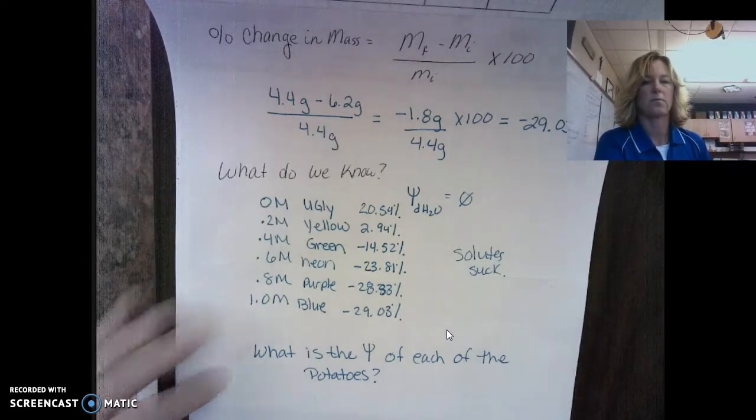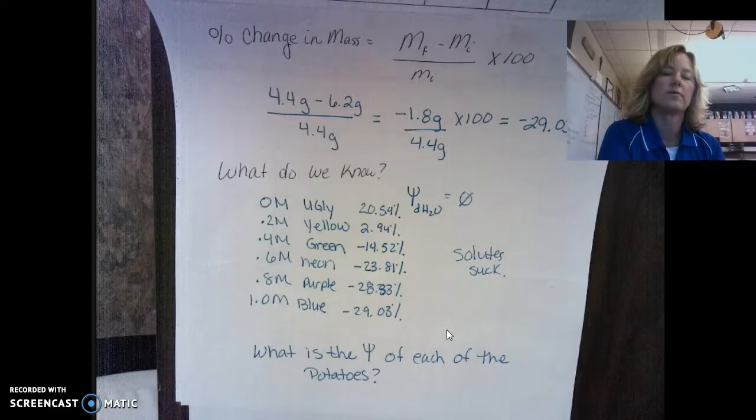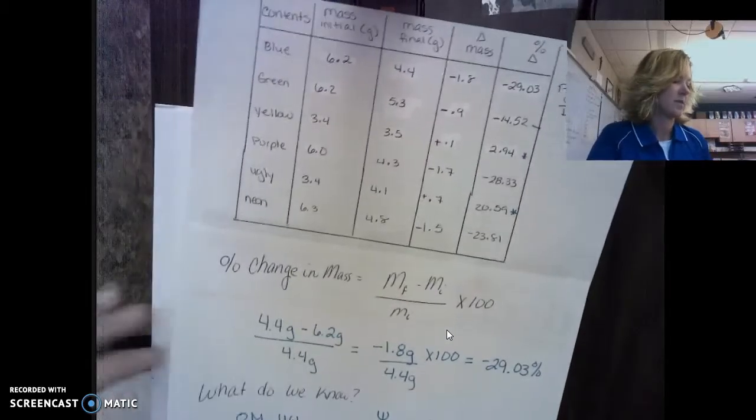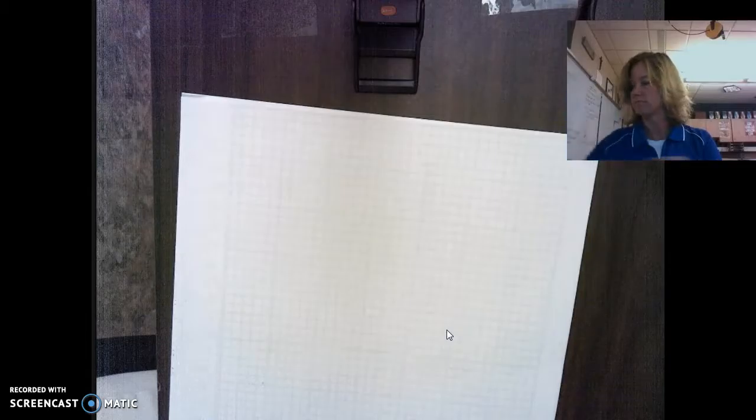Okay, now what do we already know? Well, we know whether the cells lost water or whether they gained water. We now know what type of solution they are in. So what we are going to do is take this data and graph it. This is going to be a slightly different graph than something that we are used to.